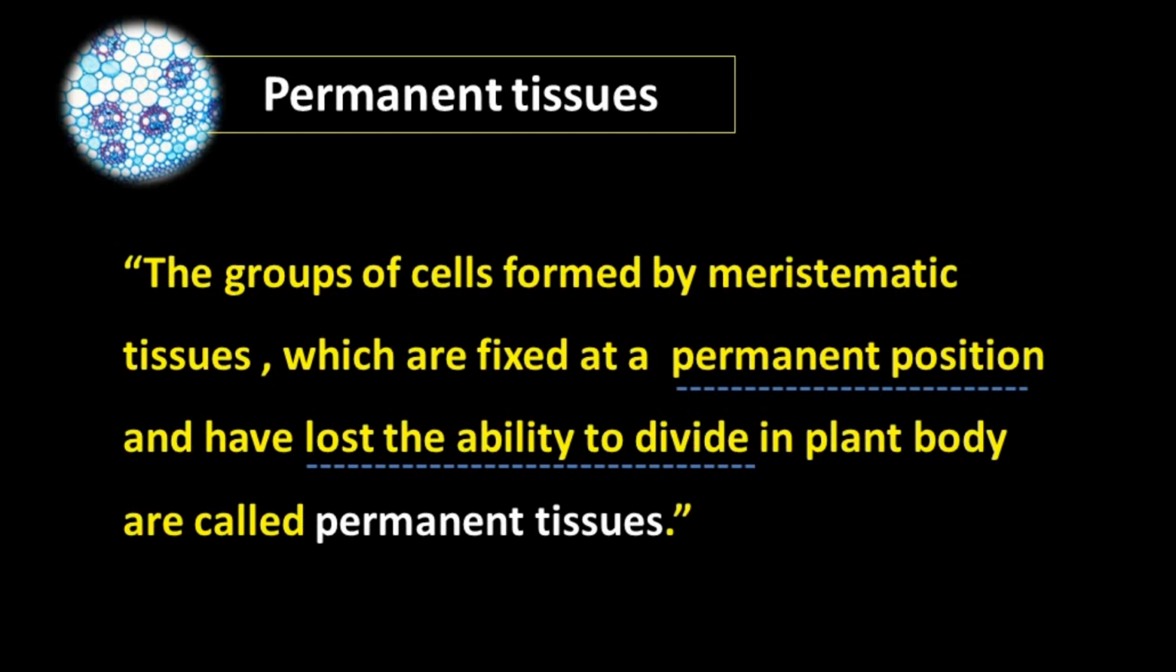The group of cells formed by meristematic tissues which are fixed at a permanent position and have lost the ability to divide in plant body are called a permanent tissue. Characteristics of permanent tissues.